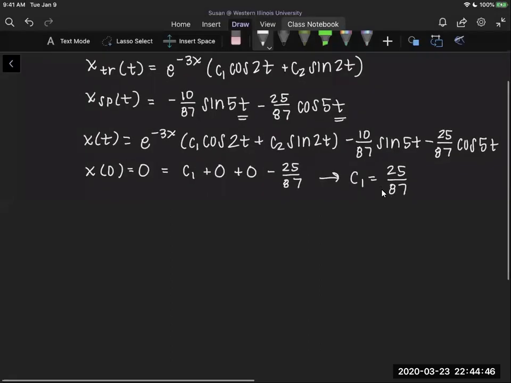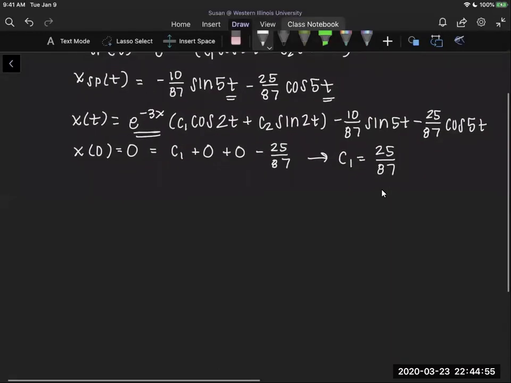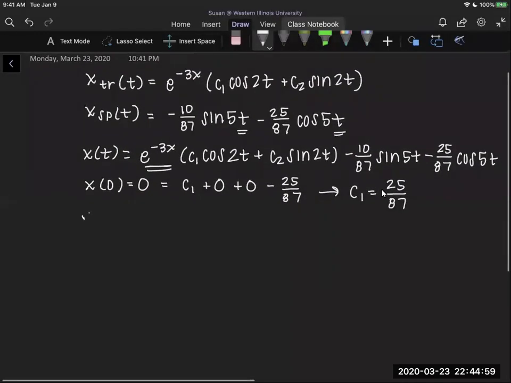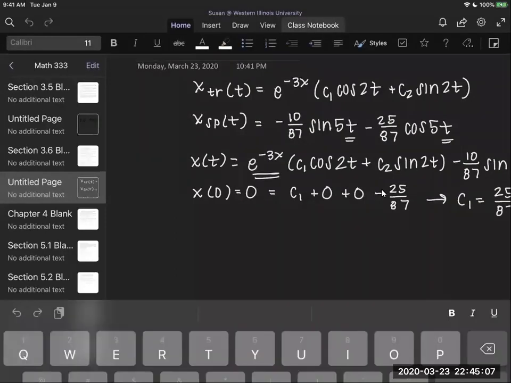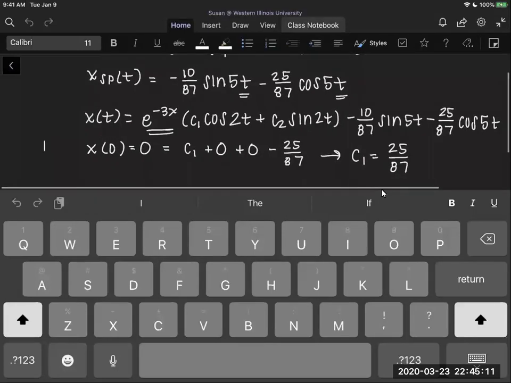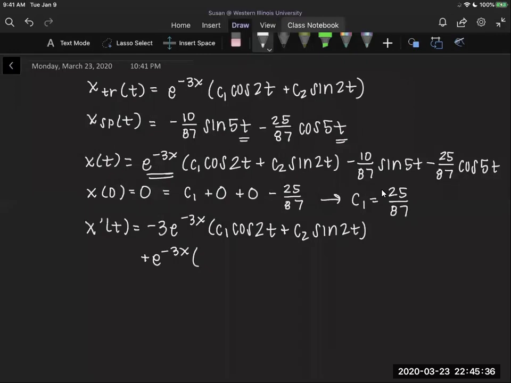And now let's take the first derivative. Note that we will have to use the product rule here for this first term. So the first derivative, x prime of t, is negative 3e to the negative 3t, leaving that entire set of parentheses untouched. And now I have e to the negative 3t, taking the derivative of the inside terms. I have a negative 2C1 sine 2t plus 2C2 cosine 2t.